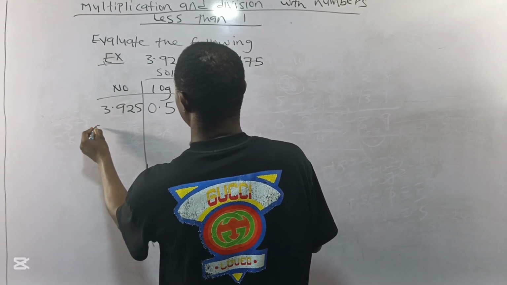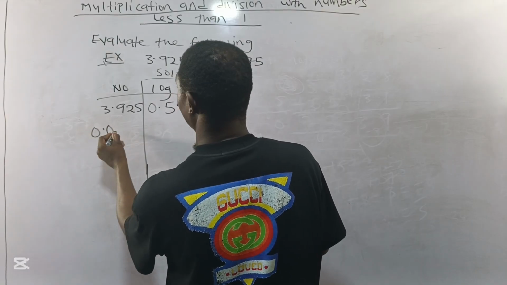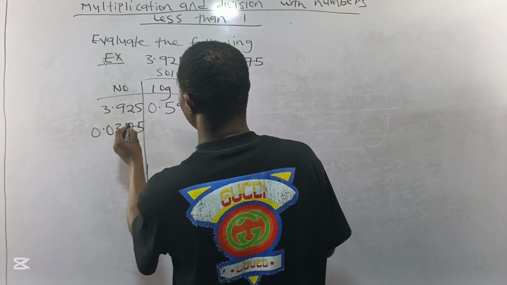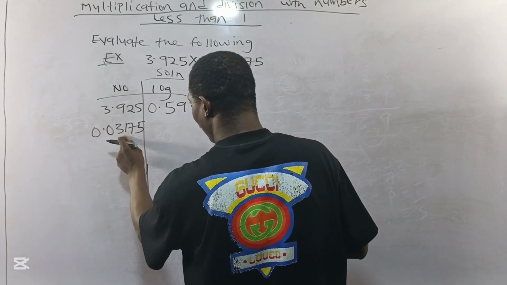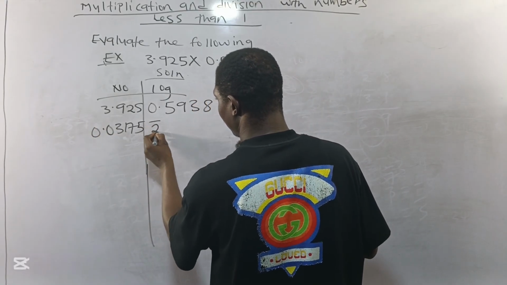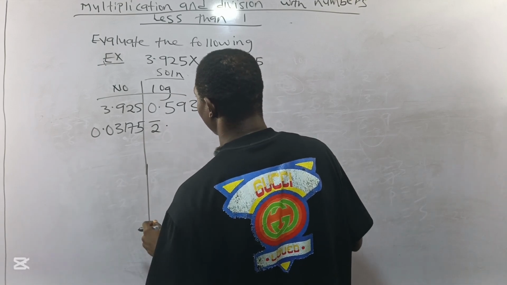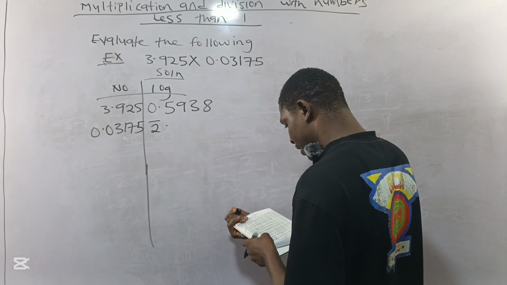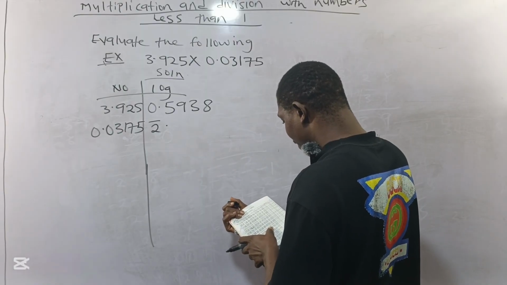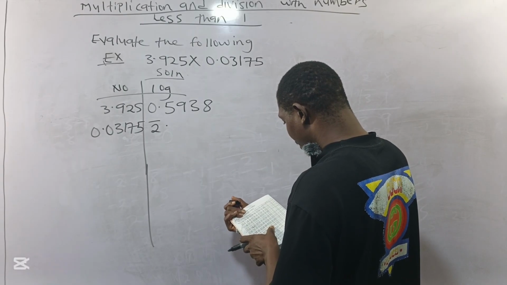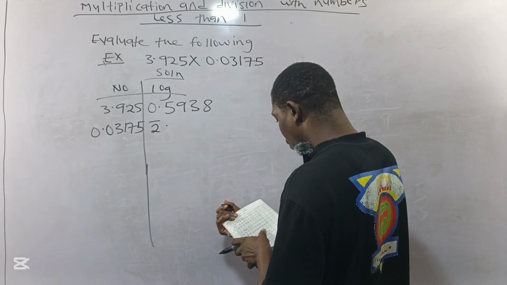And I also have 0.03175. Since I have 2 zeros before the real number, my characteristic will be bar 2. Take notes. Point: 31 under 7, difference 5. 31 under 7 is 5011. And difference 5 is 7. So we have 5018.